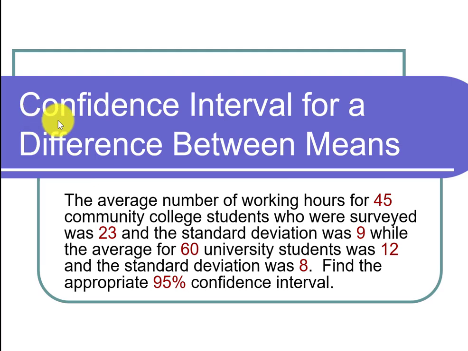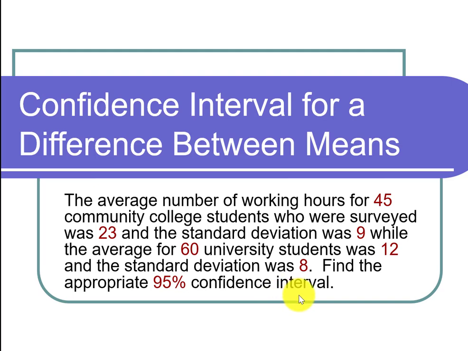This is a video on confidence interval for a difference between means. The question states, the average number of working hours for 45 community college students who were surveyed was 23, and the standard deviation was 9, while the average for 60 university students was 12, and the standard deviation was 8. Find the appropriate 95% confidence interval.